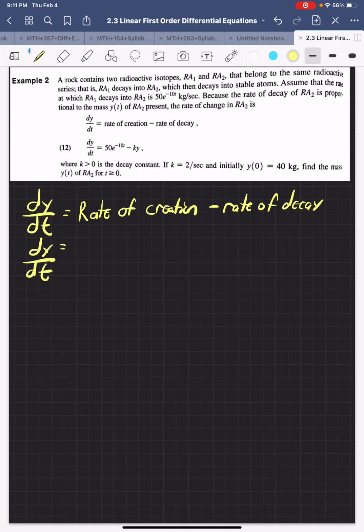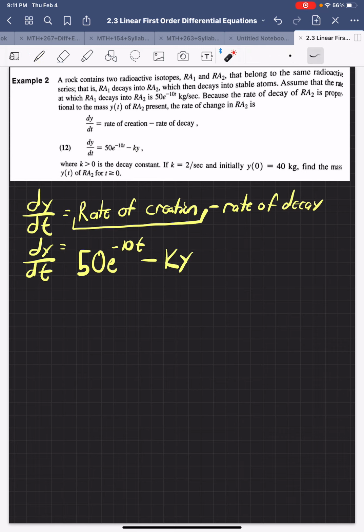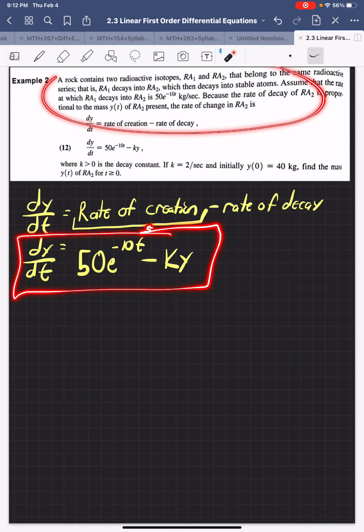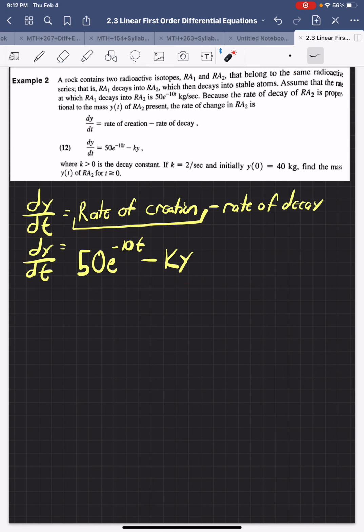So the rate of creation, that is the first round of decaying, which is 50e to the negative 10t, minus the rate of decay, which, since it's proportional to mass, is just k times y. All right, the good news is we could have just jumped right to this differential equation and not read any of it. Agreed? So all of this is just to give you some context, but our journey really begins here.